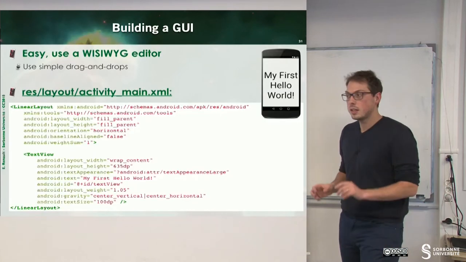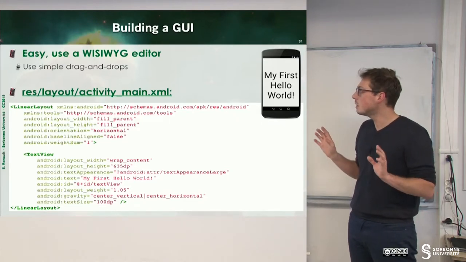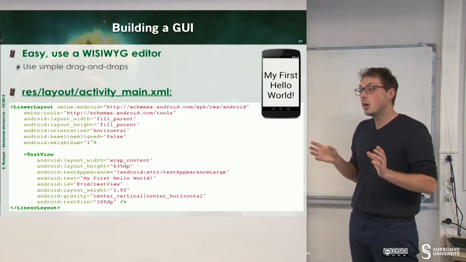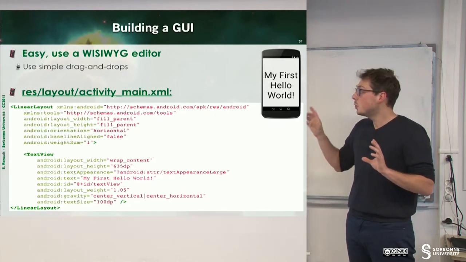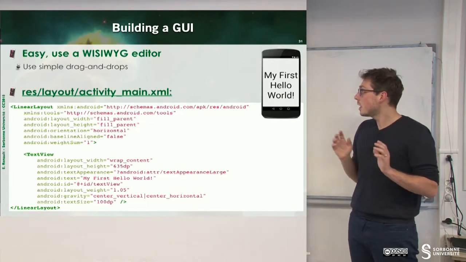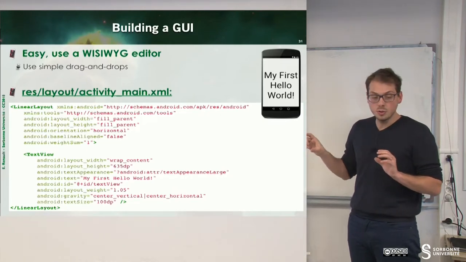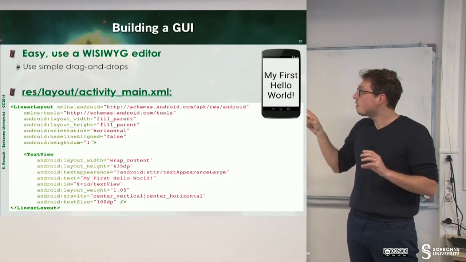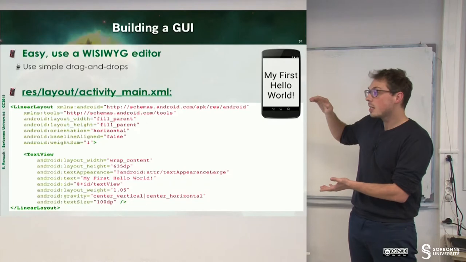So, let's start to build a simple user interface. My first hello world. So, I use the editor which is provided inside of Android Studio. And I will define my GUI through a file called activity_main.xml. So here we can see that I have a layout, and inside of this layout, I have a text view, which is what will display my first hello world here. Okay? So here, we have a few lines to define our GUI.